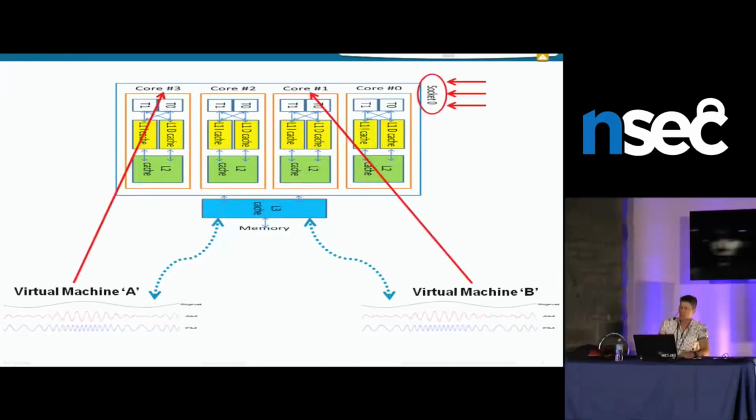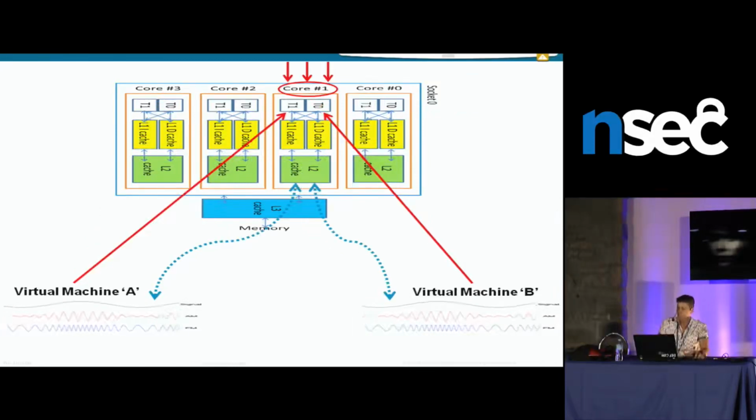Just one thing to note before we start. For this trick to work, your virtual machines have to be co-located on the same physical socket. They can be floating on any core. It doesn't matter as long as they are on the same physical socket. The reason is that the L3 cache is shared across cores within a socket, but it doesn't span across multiple sockets.